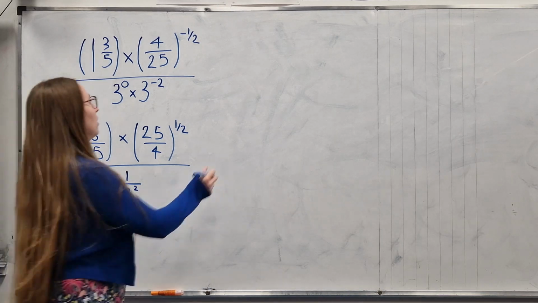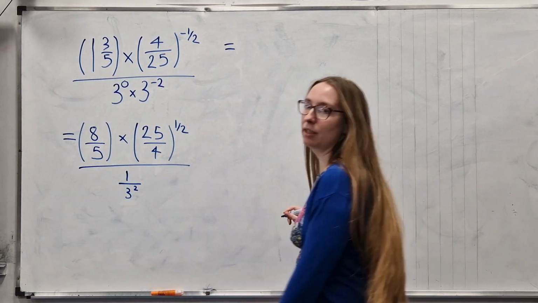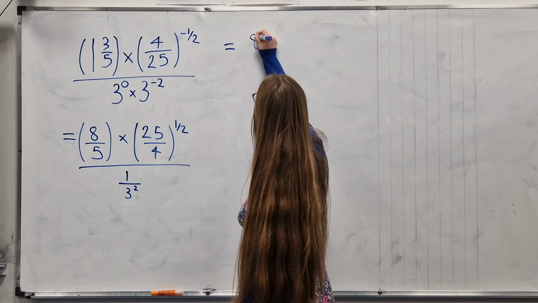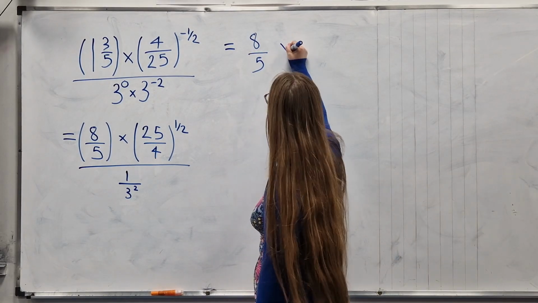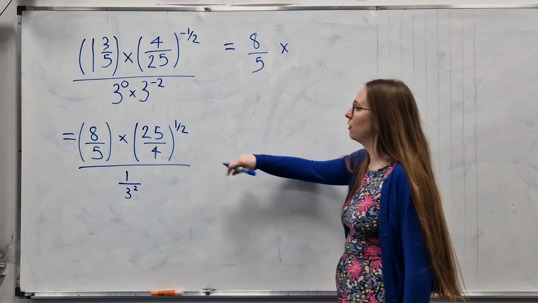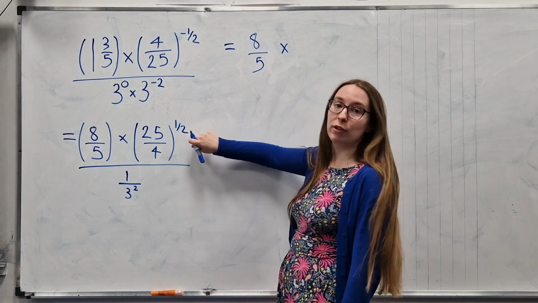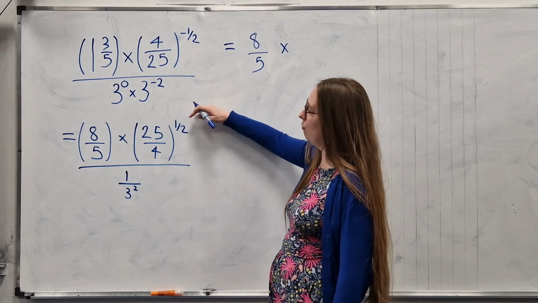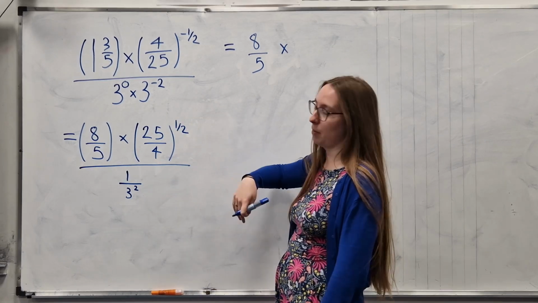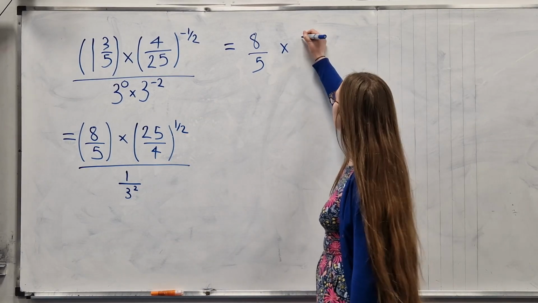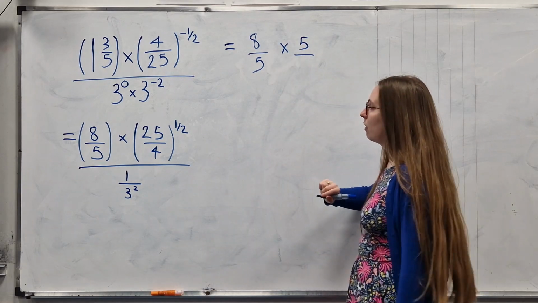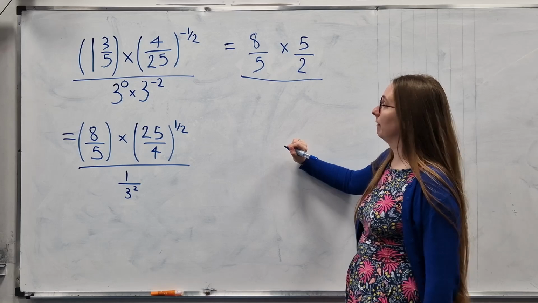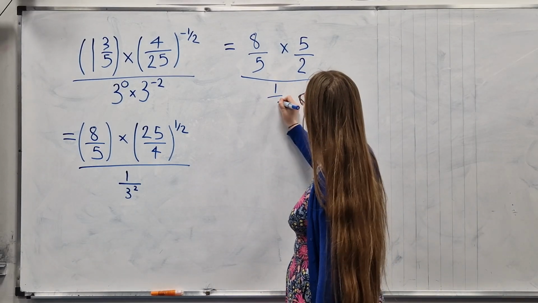Okay? So now I'm going to move to my next line of working out. I've still got that 8/5 multiplied by, I'm going to remove the bracket, don't need it, 25 over 4 to the power of a half. Now the power of a half means that we square root it, and all we do is we square root the top, we square root the bottom. So the square root of 25 is 5, and the square root of 4 is 2. Okay, and this is all over, dodgy line, 1 over 9.